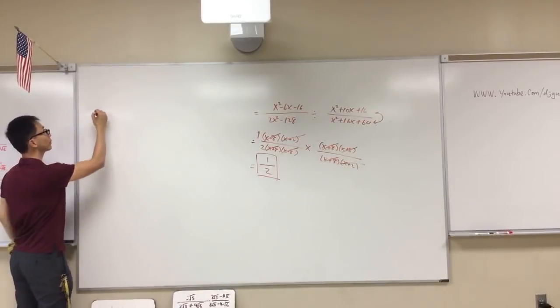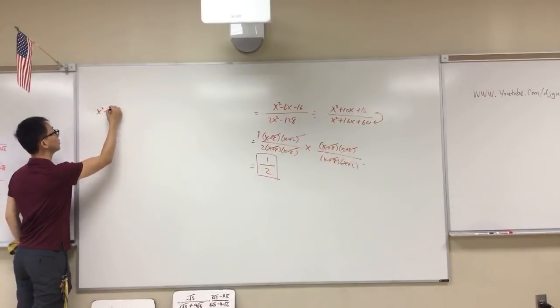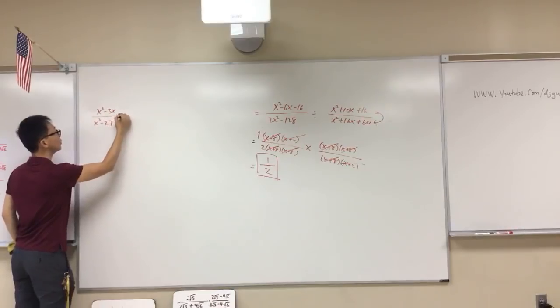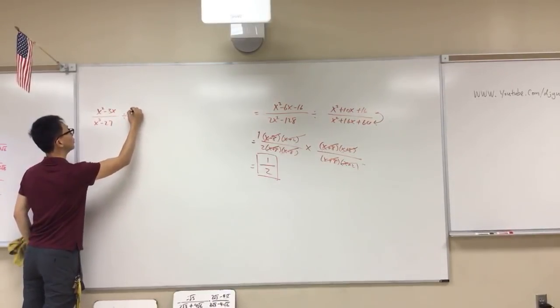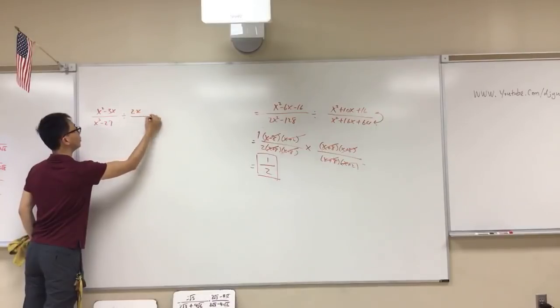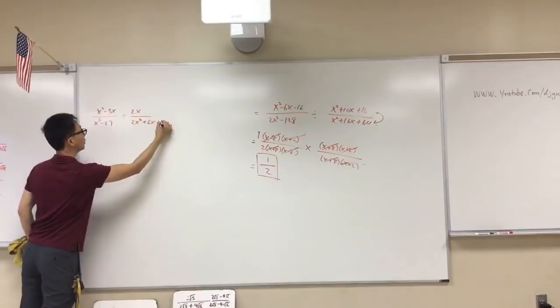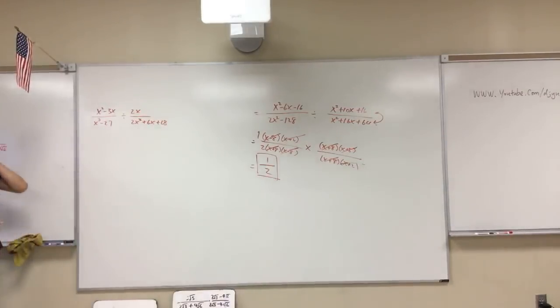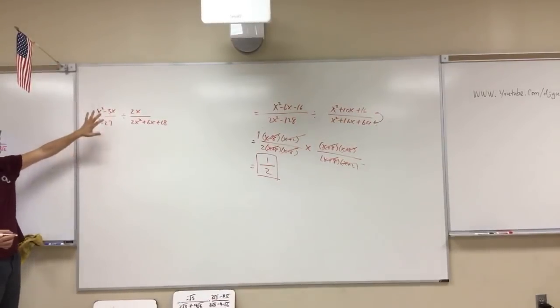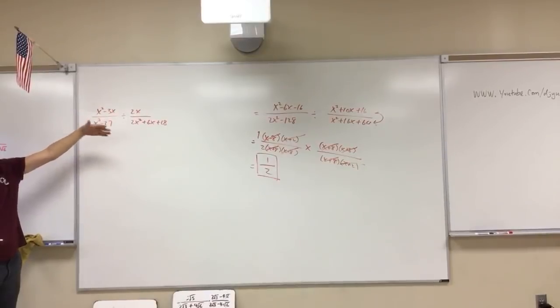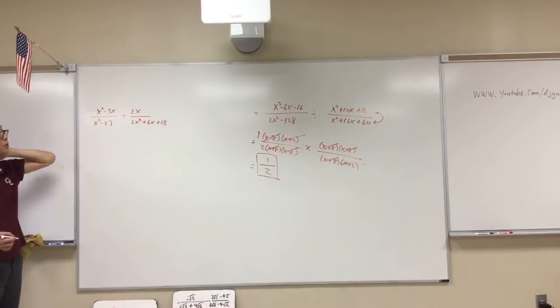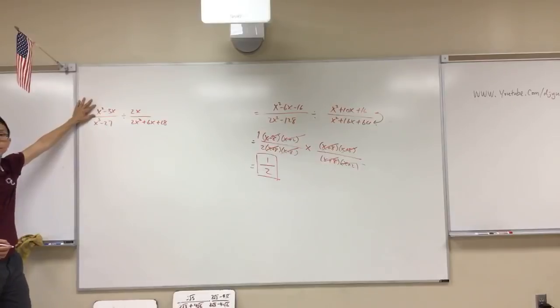x squared minus 3x over x cubed minus 27, divided by 2x over 2x squared plus 6x plus 18. Okay, so here, this is a good question. It involves all different kinds of factoring. So I'm going to factor as much as I can. When you're dividing or multiplying, you're going to factor as much as you can. So what can I factor here?